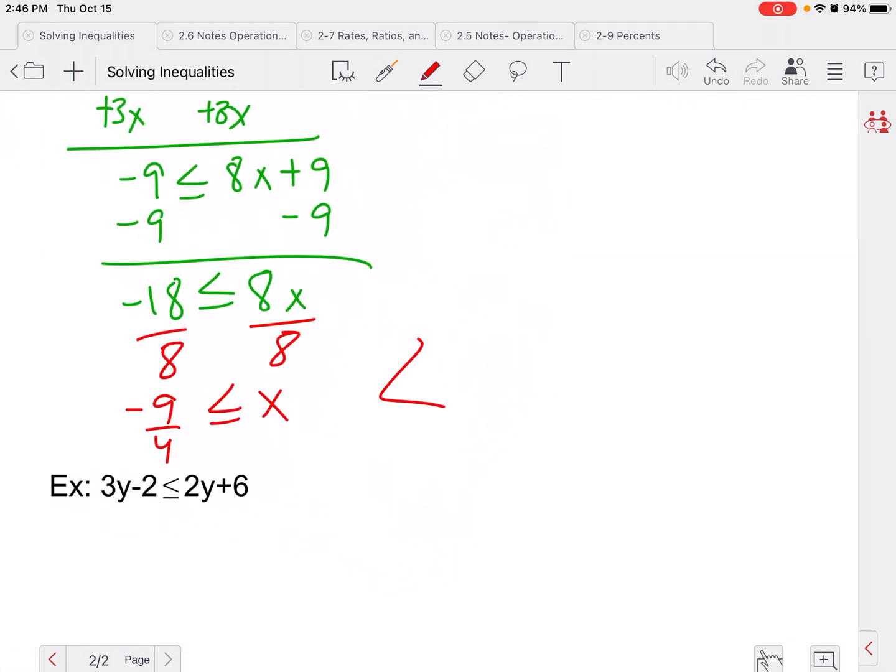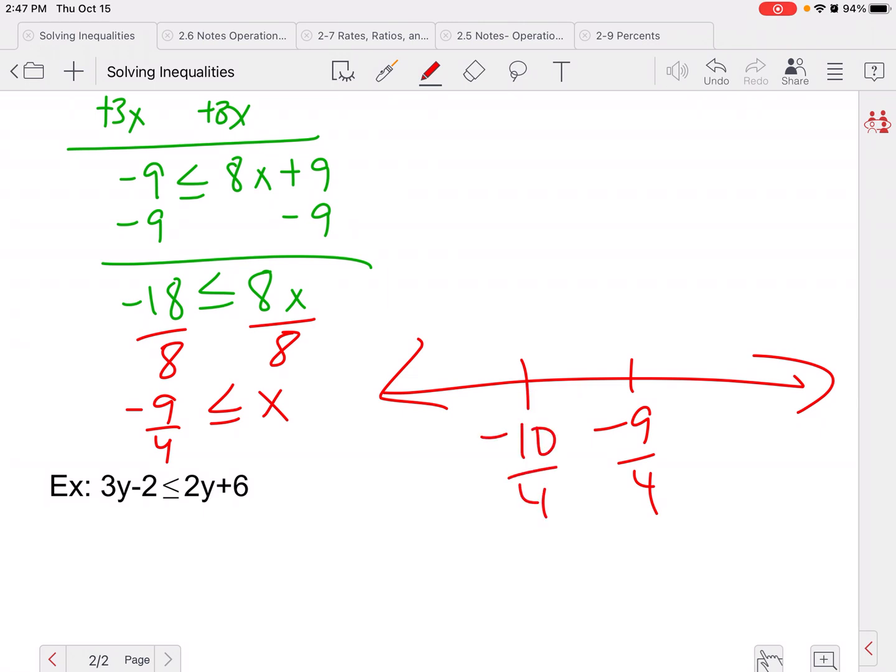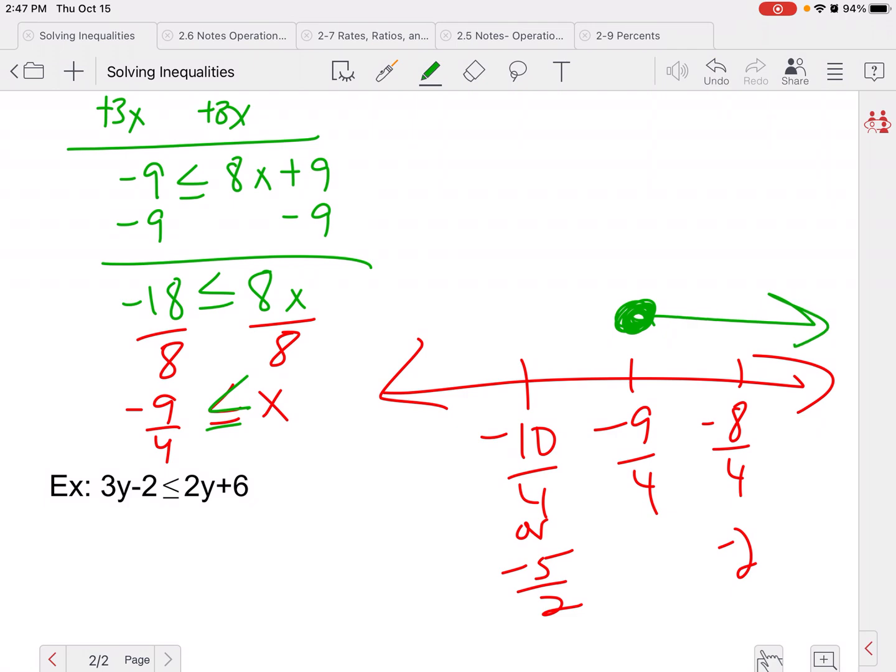So I can go ahead and draw my number line. So negative 9/4. I'll go down 1/4, which would be negative 10/4 or negative 5/2. And then go up 1, which would be negative 8/4, which would be negative 2. Okay. And we're going to go ahead and draw a closed dot. I did lots of closed dots on this one. And we want to go x is greater than that because, again, the alligator mouth is eating that x, so it's going to be bigger, so we're going to go in this direction.